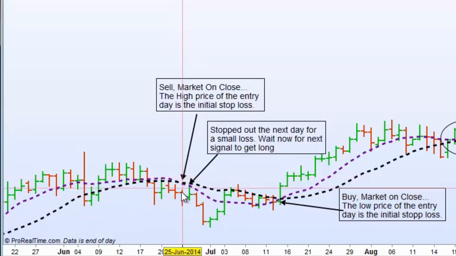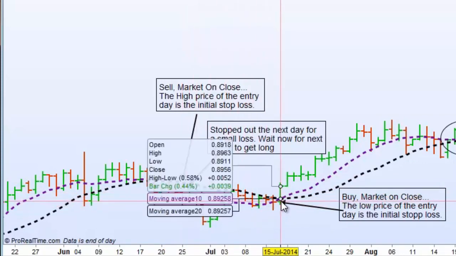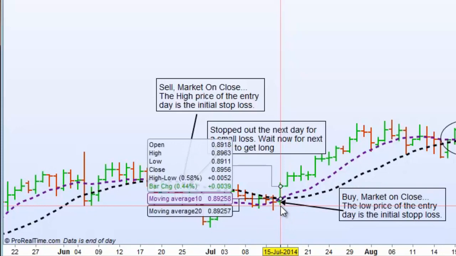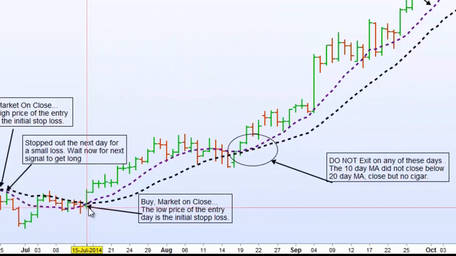So we got short this day on the initial cross. We were stopped out the next day using our stop as this high. And now we wait to get back in the market. Now on this day, the market crosses back over and we get long. And my stop is the low of this day. The low of this day is now my stop.